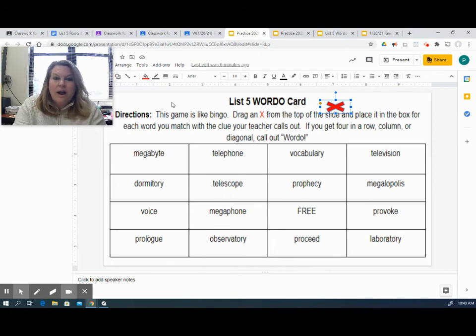The last root or affix that I called was not Greek or Latin, and it meant a factor of 1 million or very large. This root or affix is MEGA. It's a prefix, so it goes at the beginning of words. And the words you would have marked on your card are megabyte, megaphone, and megalopolis.